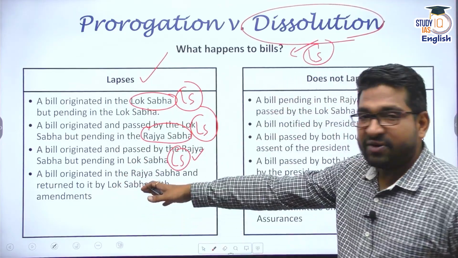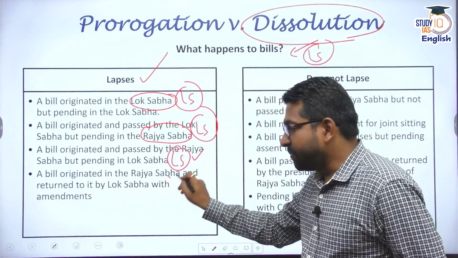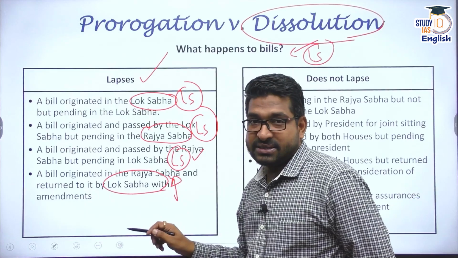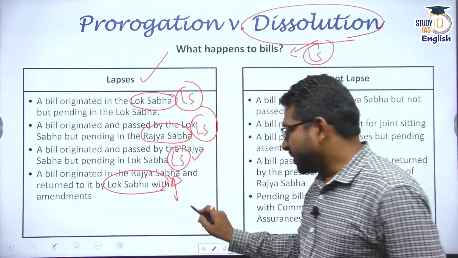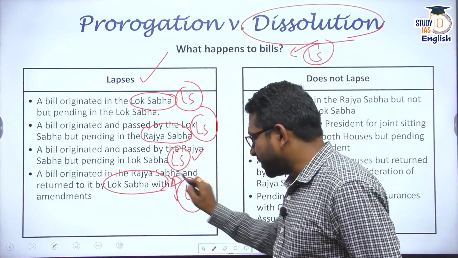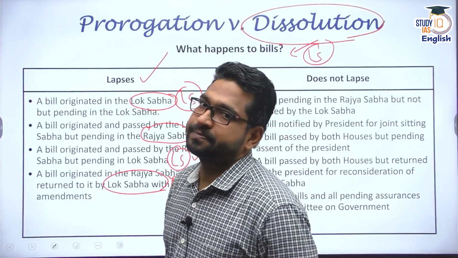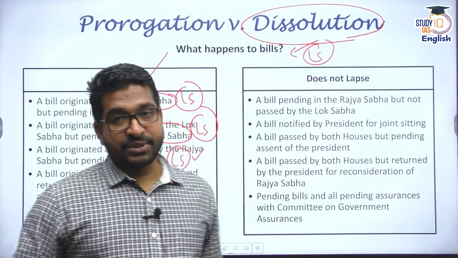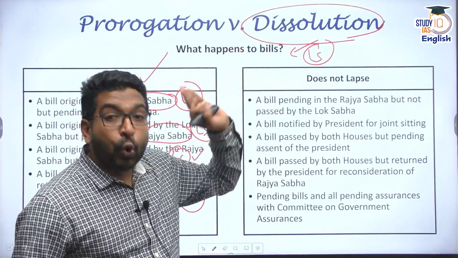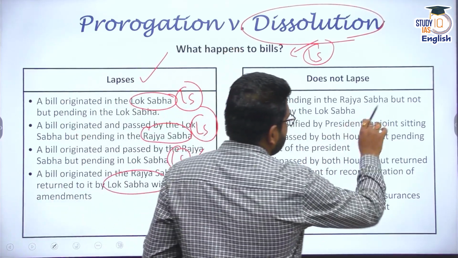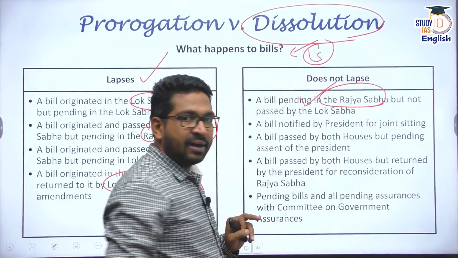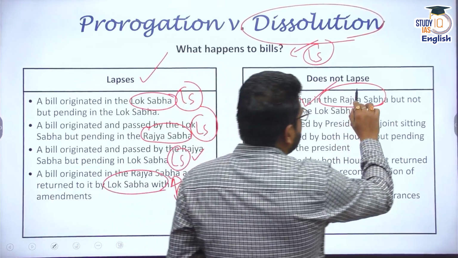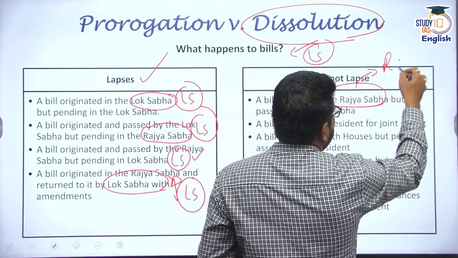All right. Apart from that, a bill which originated in Rajya Sabha, but has been returned by Lok Sabha with amendments and is pending in Rajya Sabha, would also lapse, meaning something has touched the Lok Sabha. But there are many bills which do not lapse, especially a bill which is only pending in Rajya Sabha. Remember, only pending in Rajya Sabha, it does not lapse, because common sense tells me that Rajya Sabha is a continuing house. Why would I want it to lapse?